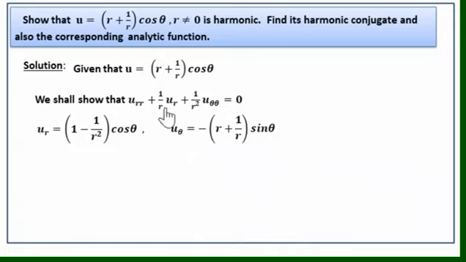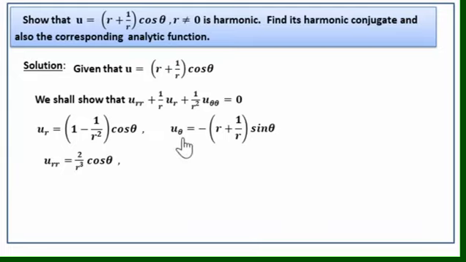Next, u_rr. How do you get u_rr? Differentiate u_r with respect to r, keeping theta constant. So cos theta keep constant. The derivative of 1 is 0. How do you find the derivative of minus 1 by r square? We can write 1 by r square as r to the power minus 2, and the derivative of r to the power minus 2 is minus 2 into r power minus 3, or minus 2 by r cube. Substituting here we will get minus of minus 2 by r cube, or plus 2 by r cube cos theta. So this is u_rr.